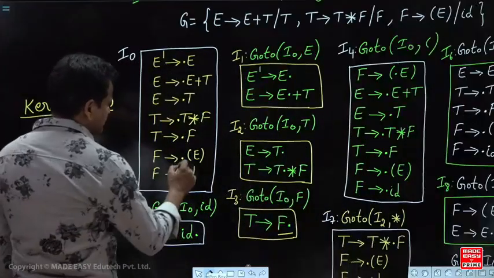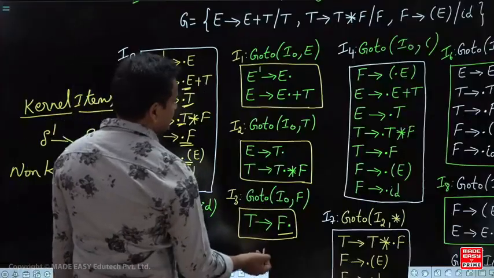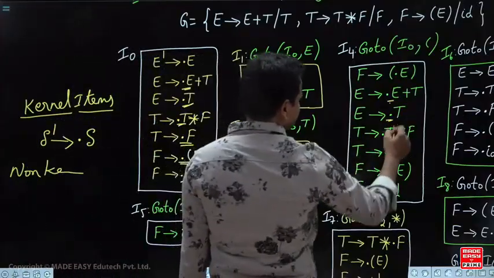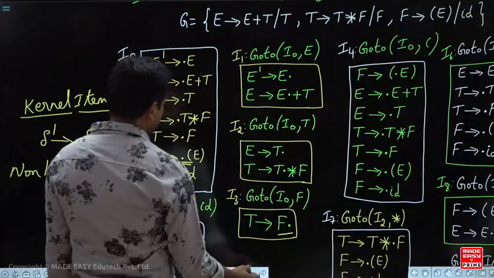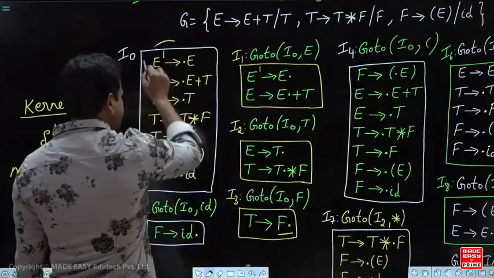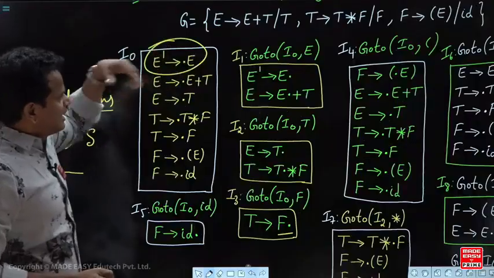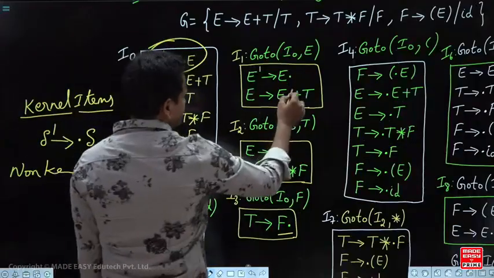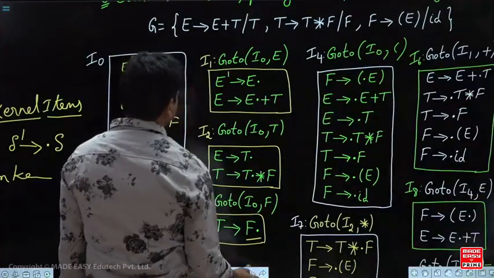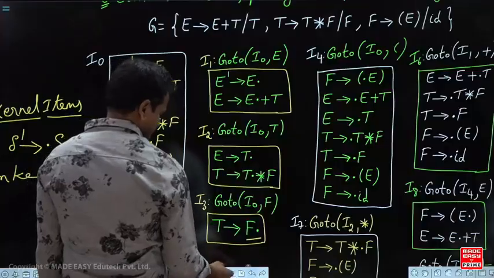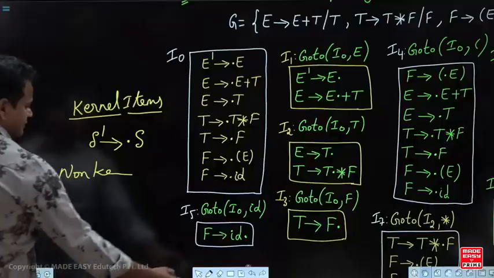Right side first symbol is dot, here, this one, and this one, all these are called non-kernel items. Whereas what about kernel items? Kernel items are S dash there is dot S. Of course, here dot is at the leftmost end, but it is augmented. This and remaining all, wherever dot is not at the leftmost end, for example this one and this one, all come under kernel items. Okay, that's all about kernel and non-kernel items.